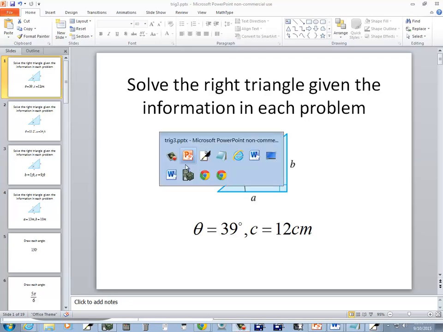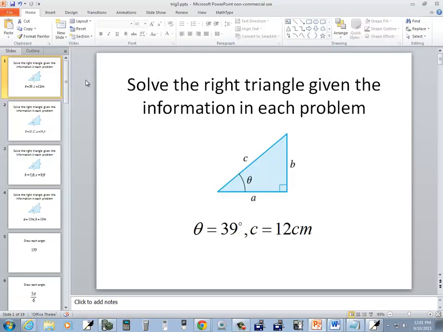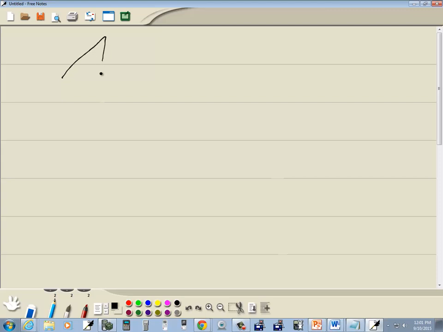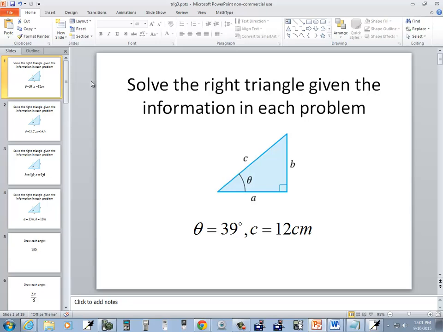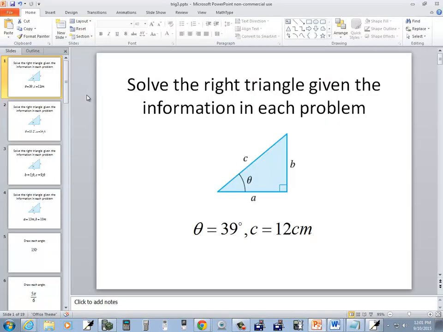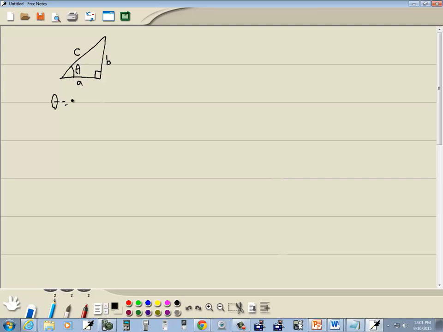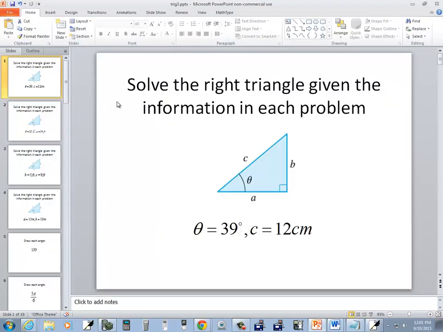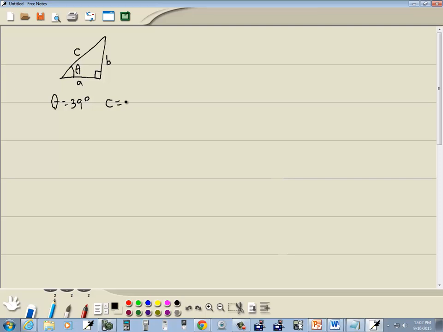Let's take a look at this problem. We've got theta and A, B, C. They give us theta is equal to 39 degrees and c is equal to 12 centimeters. And we want to solve the right triangle.